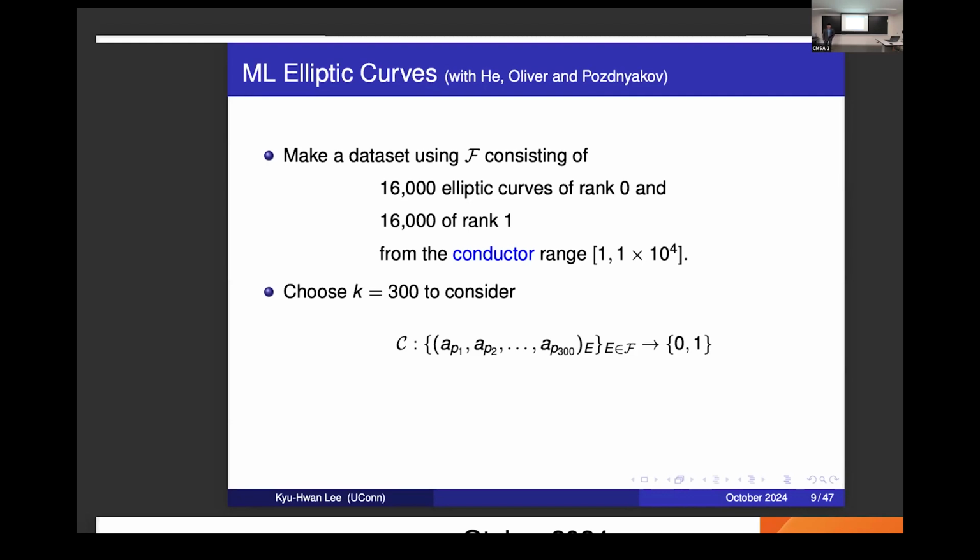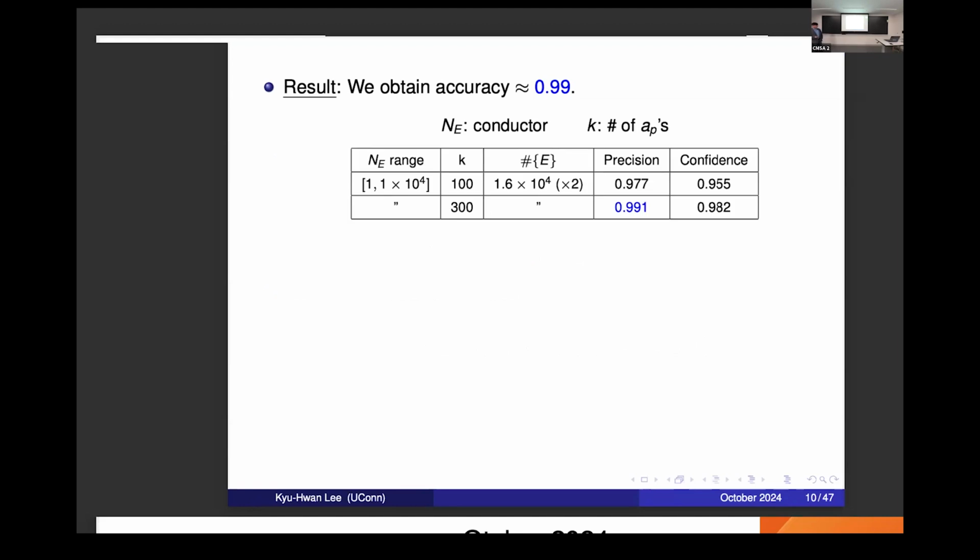Then we chose K equal to 300. 300 is not a magic number. We just chose some reasonable number. Then we have this nice classification problem. This is a binary classification problem and supervised learning. The labels are known. We applied many machine learning algorithms, including neural networks, but logistic regression was enough. The result was about 99%. Sometimes it was almost perfect. It was surprisingly high.